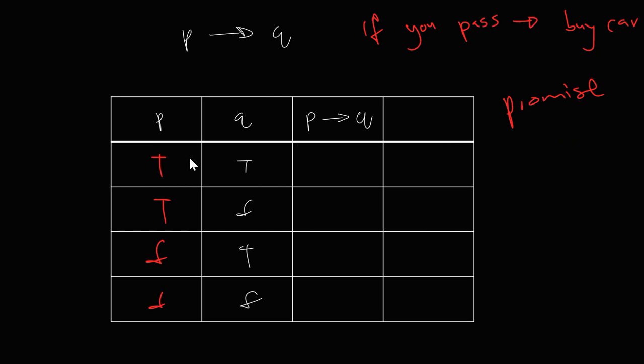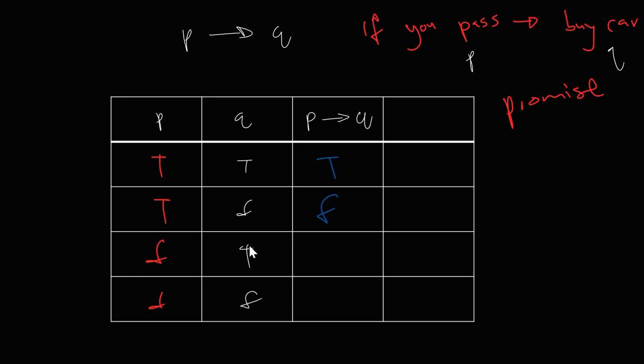This is the P part, and this is the Q part. You pass or you didn't pass is here. I bought a car or I didn't buy a car is here. So this is going to be an output. So okay, you passed, I bought you a car, then the promise was kept, right? True. You passed, I didn't buy a car. That's a problem. The promise was broken, right? False.